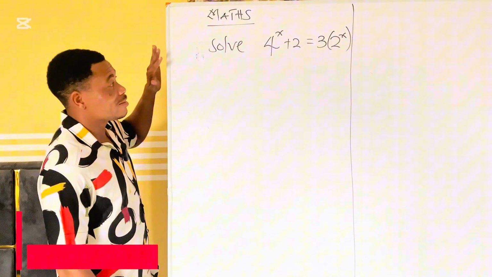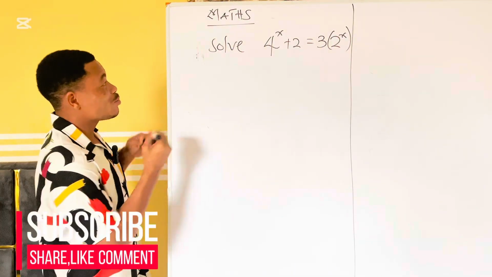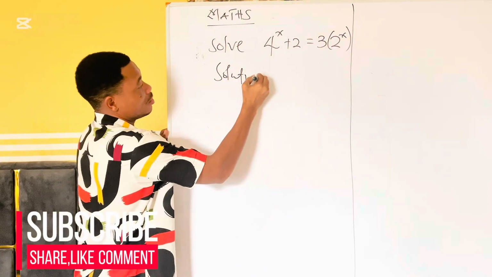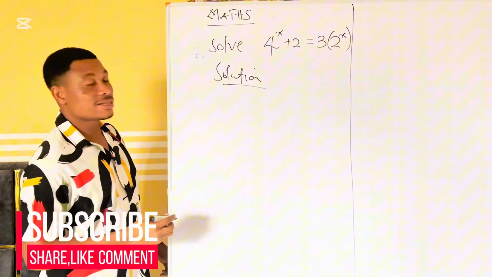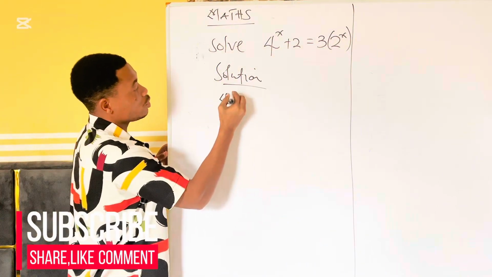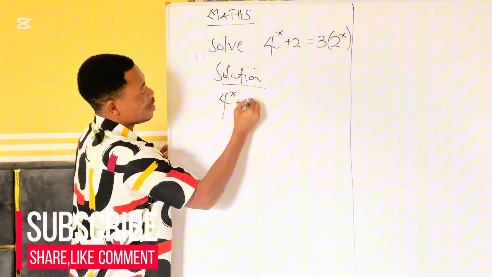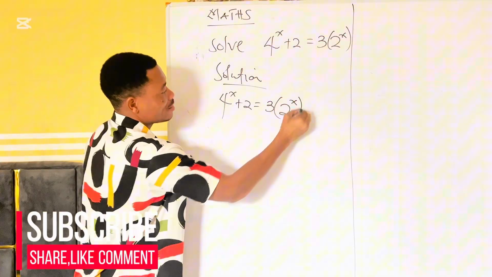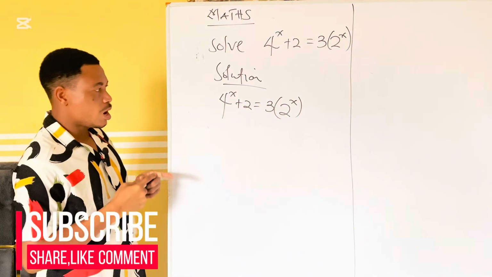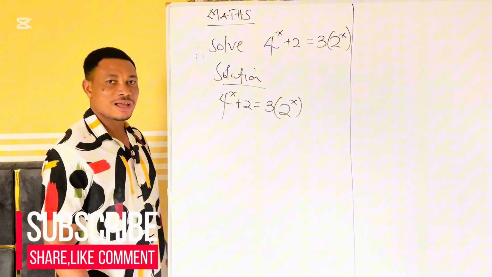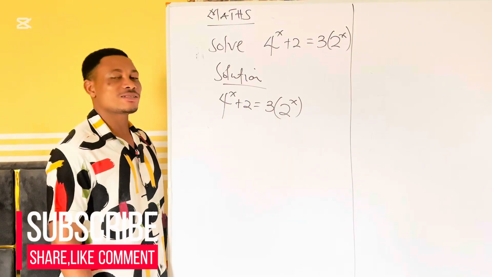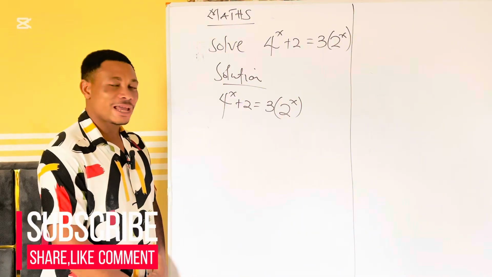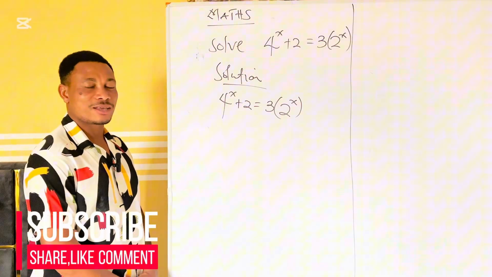Good. Let's look at this. Okay, this is more or less like indices. So we have 4 to the exponent x plus 2 equal to 3 times 2 to the exponent x. If you are able to solve this and you know the answer, just put the answer in the comment section. Let's move. Good. Now, when you have something like this, what comes into your mind first?